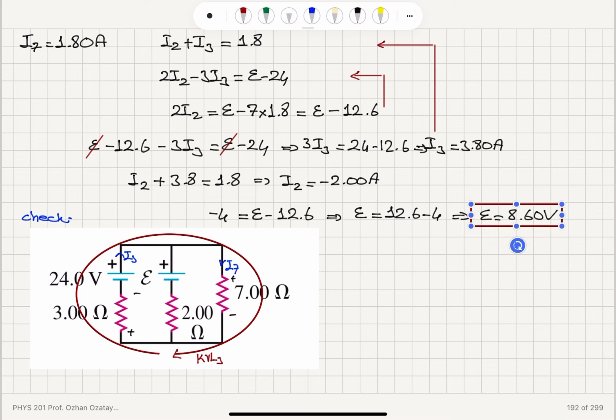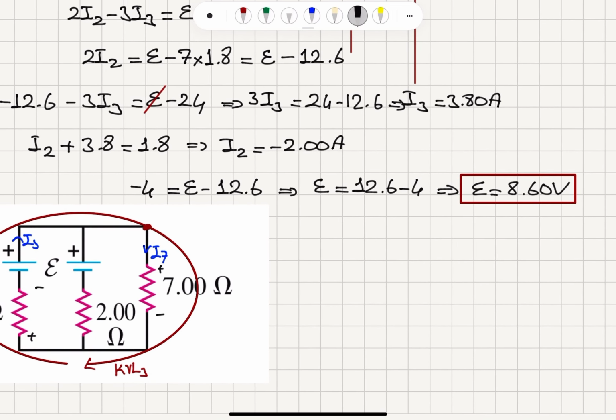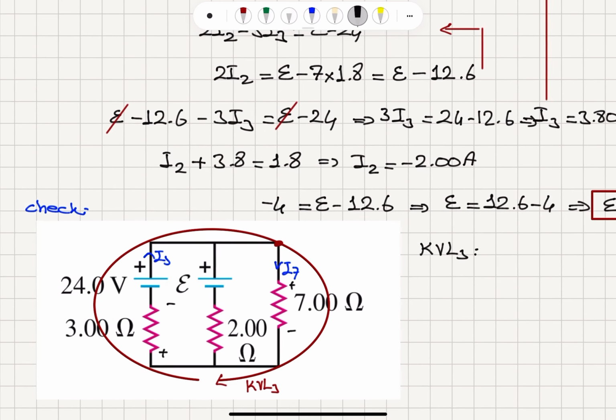All right. Now that we have an answer, let's check it using this grand loop here, KVL3 loop. And let's again start at this point and end at that point. So first of all, I will encounter 7I7. Then here I will encounter 3I3. And then I will encounter minus 24. This must be equal to 0. So let's see if that's the case.